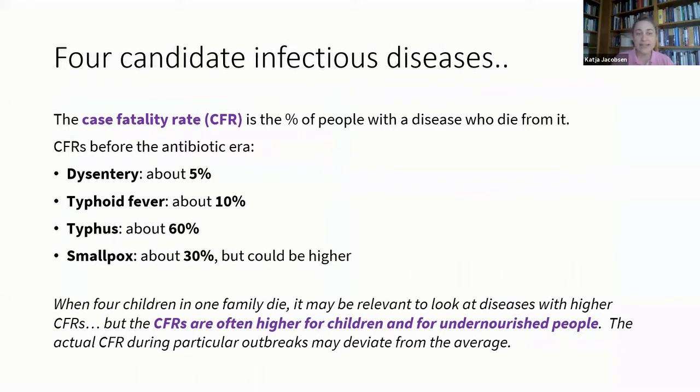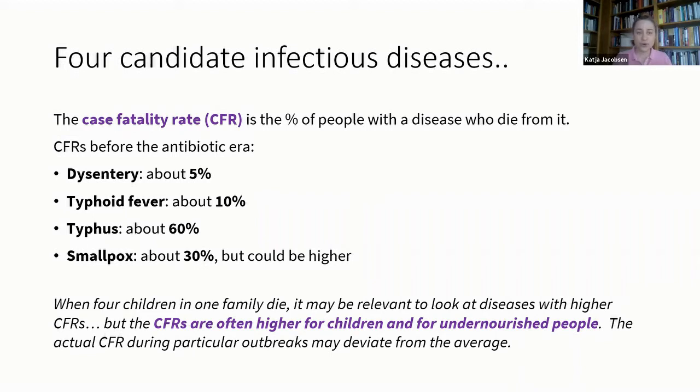With antibiotics, most bacterial infections have very low case fatality rates. But before we had antibiotics, which didn't happen until mid-1900s, the case fatality rate for dysentery was about 5%. For typhoid fever, it was about 10%. For typhus, it was as high as 60%. And smallpox was about 30%, but it could be higher, it could be lower, depending on the strain.